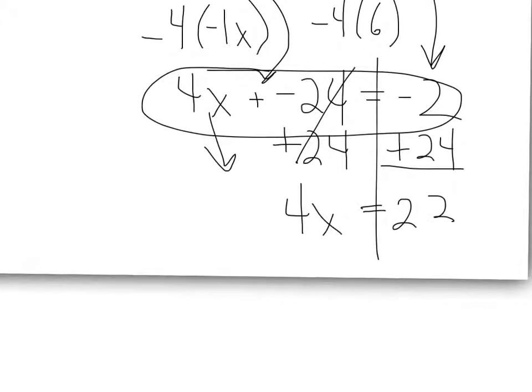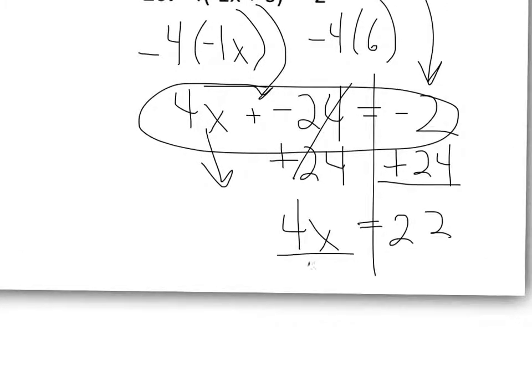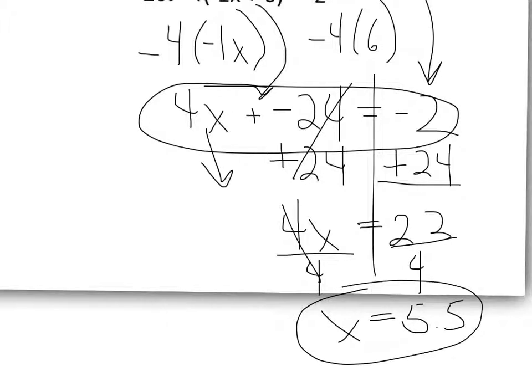Last step to this problem, divide by 4. Divide by 4. And therefore x equals 5.5. And that would be our final answer. And we circle it, and we're done.